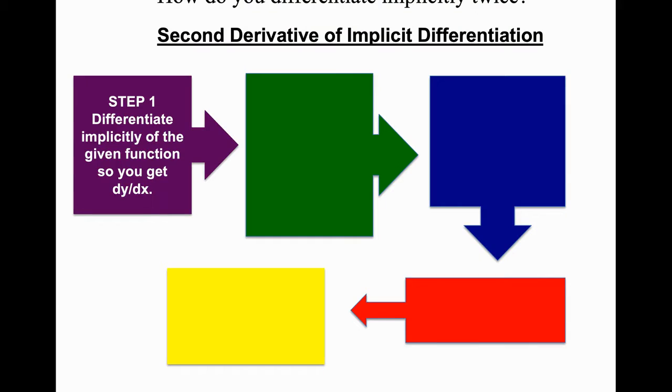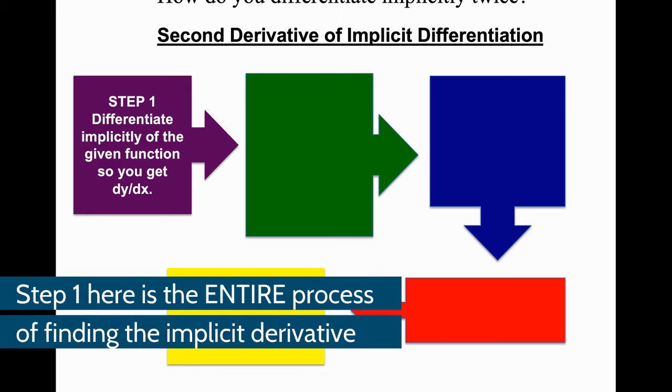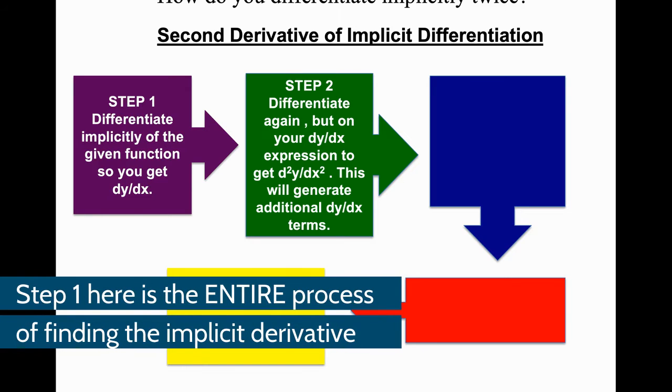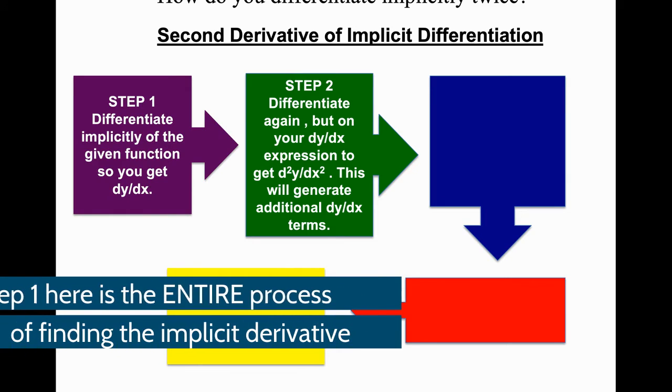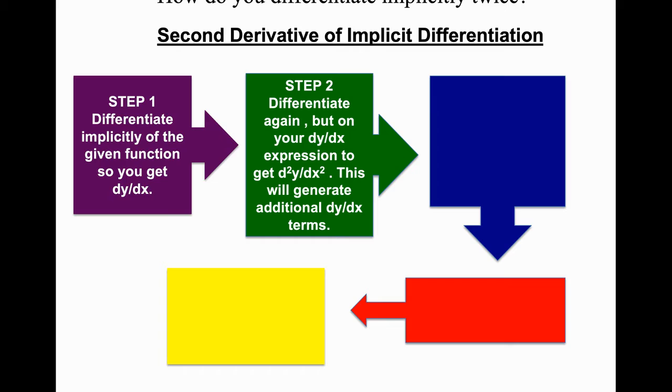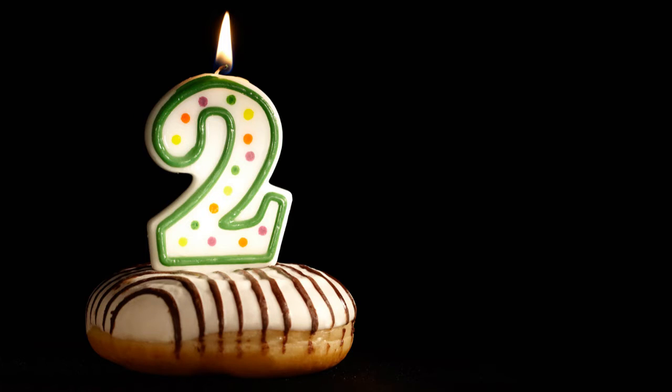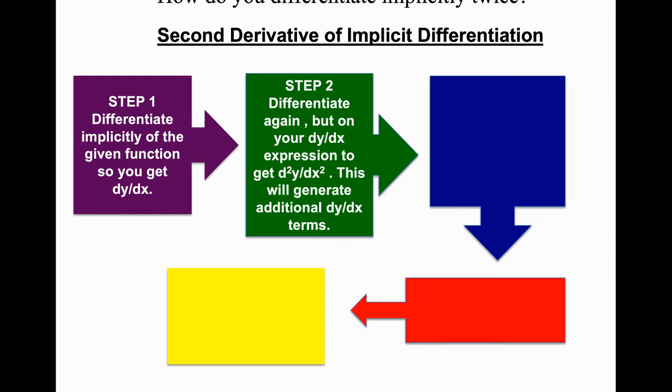So the first step is the same. You're going to differentiate everything of the given function so you get all your dy dx's, and isolate dy dx. Now, once you have dy dx isolated, step 2, you're going to do the derivative again because remember you're being asked for the second derivative. So what's going to happen in that process is you're actually going to generate dy dx terms again. So you don't ignore them though. They actually mean something. What do they mean?